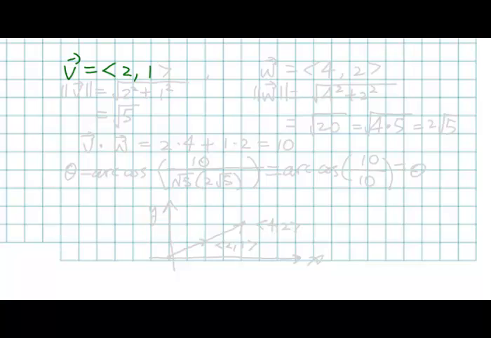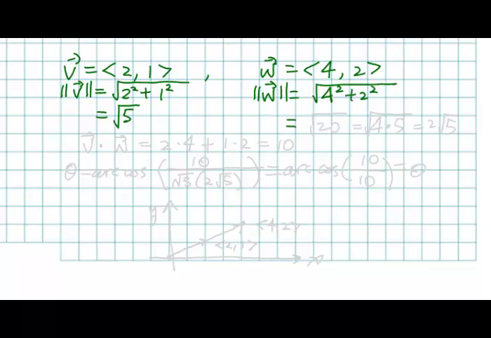Vector v equals (2, 1). Vector w equals (4, 2). The magnitude of vector v is the square root of 2 squared plus 1 squared, which is the square root of 5. The magnitude of vector w is the same as the square root of 4 squared plus 2 squared, which is the square root of 20. We factor 20 into 4 times 5. Then it equals 2 root 5.